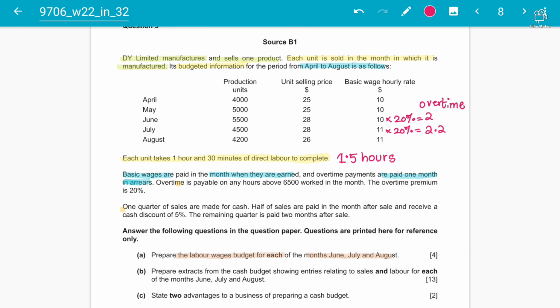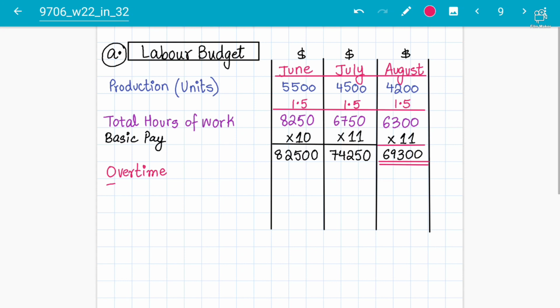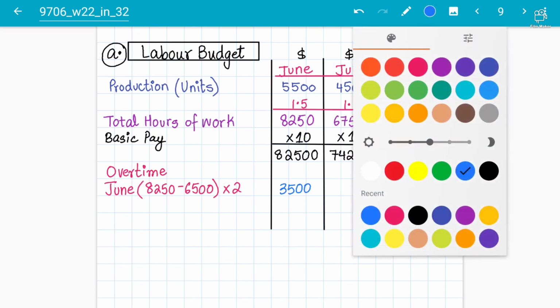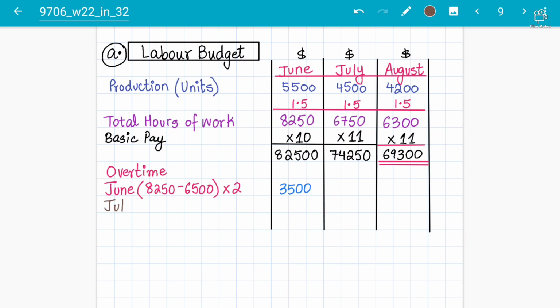Now you will multiply it, because basic wage is already being paid, so overtime applies on any hours that are above 6500. For June you should write it like this: 8250 minus 6500 into the rate of $2 for the premium, because the $10 is already there. So 8250 minus 6500 gives 1750 extra hours worked, and 3500 is the overtime payment cost. Then the next will be July, students. So let's do July as well.